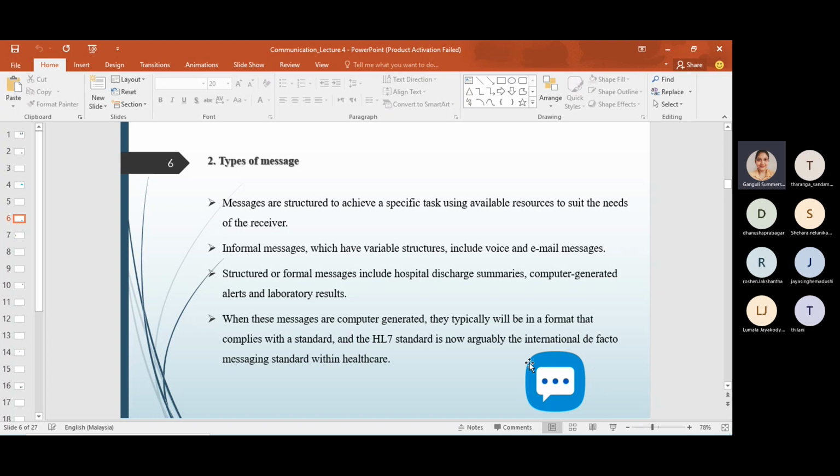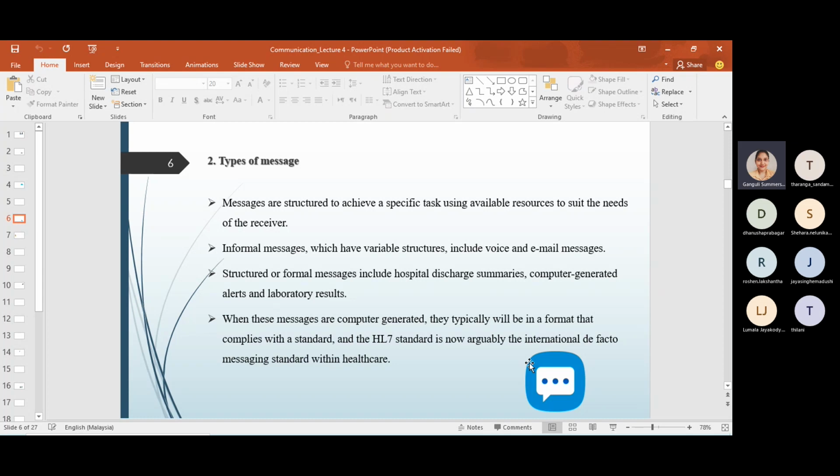We have to make sure that we follow whatever has been mentioned in the HL7 standard when we are creating messages in our workplace.